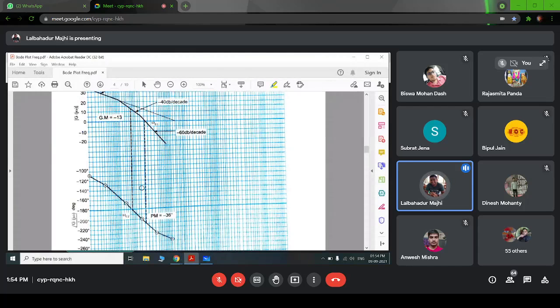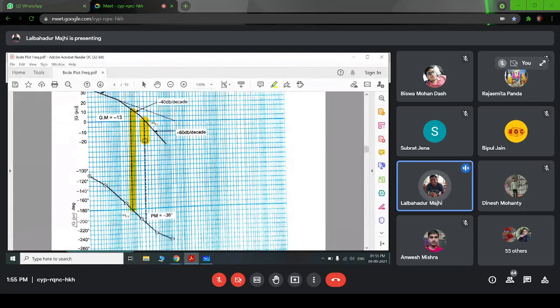The gain margin is calculated at the phase crossover frequency. From the phase crossover frequency, we have to draw a straight line until it intersects the magnitude plot, and we have to see what is the distance between this intersection and the 0 dB axis. So in this case we can see it is minus 13, right? It is minus 13. Similarly, the phase margin will be calculated from the gain crossover frequency.